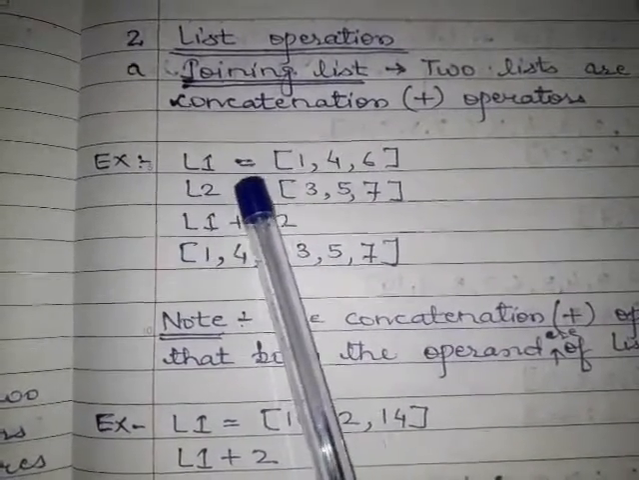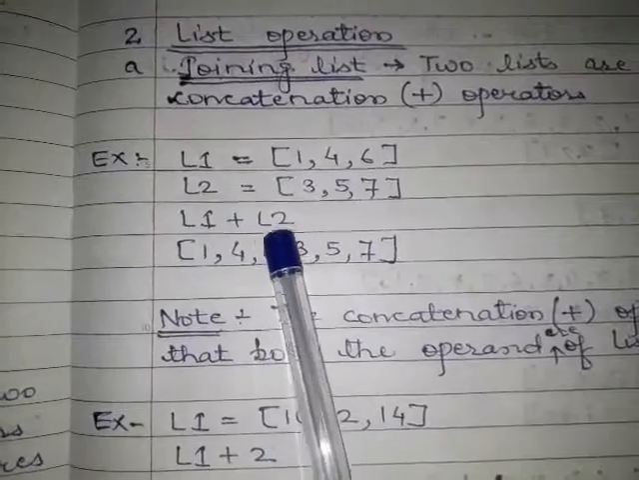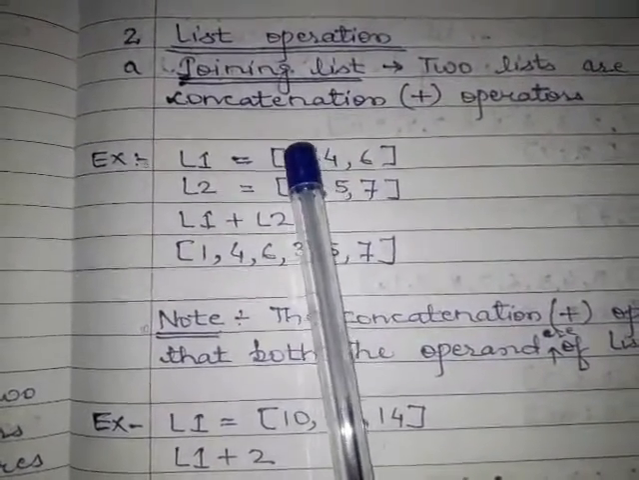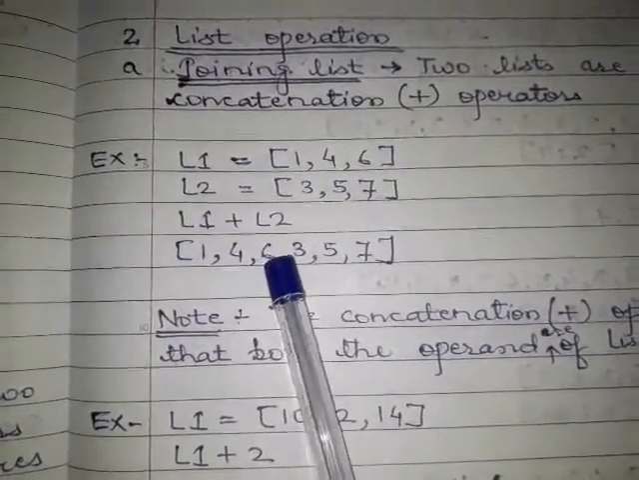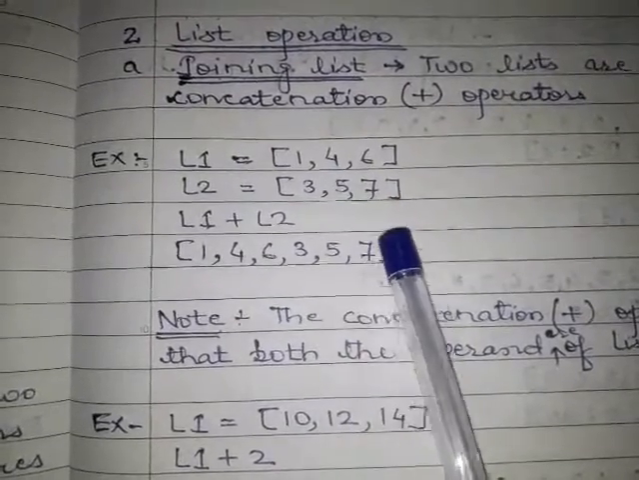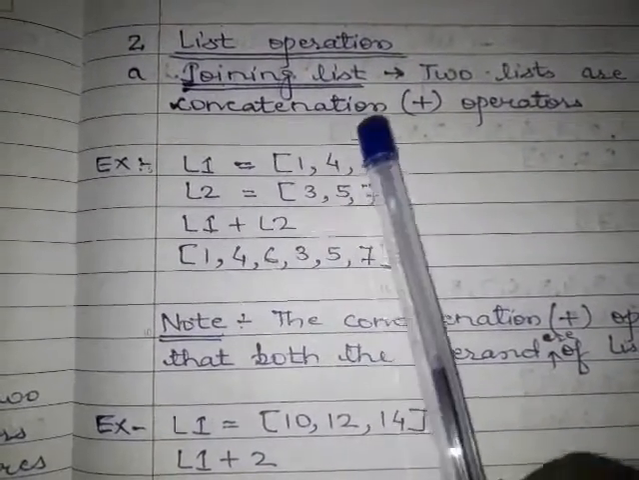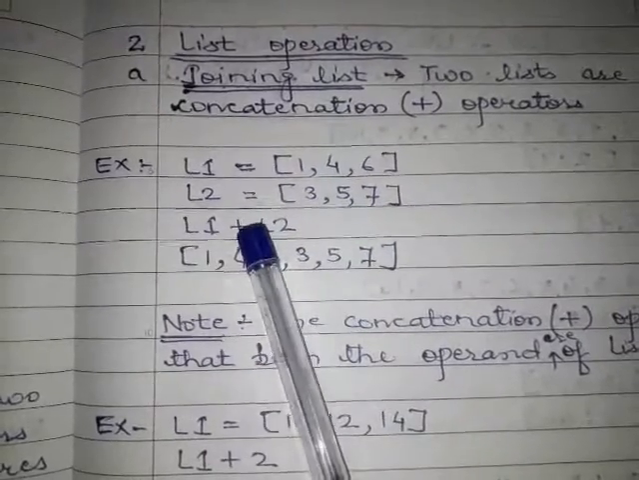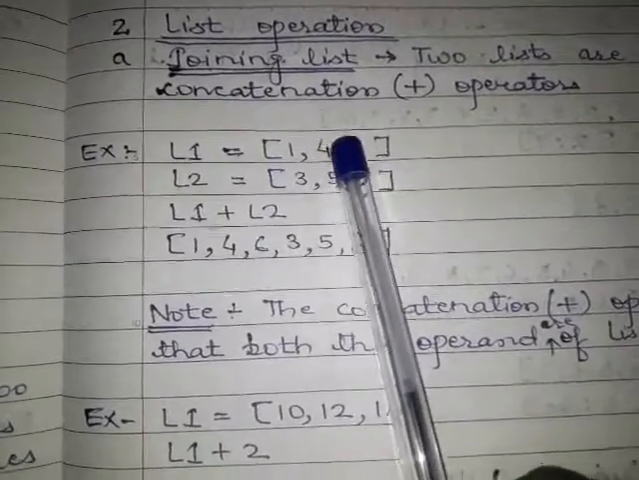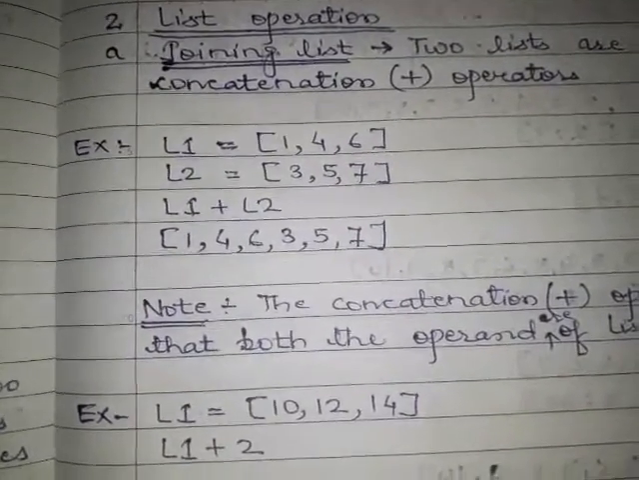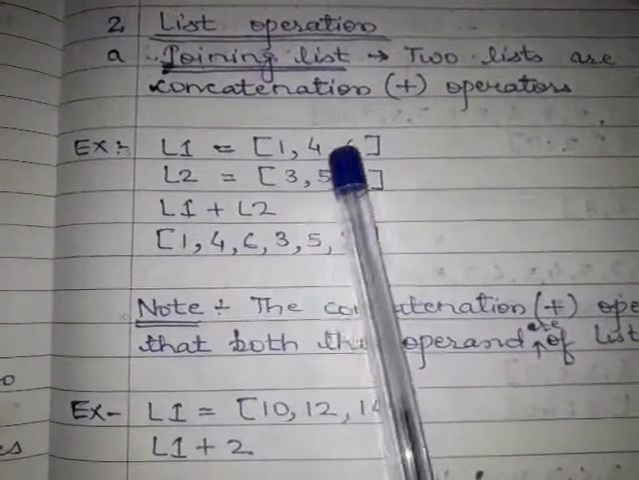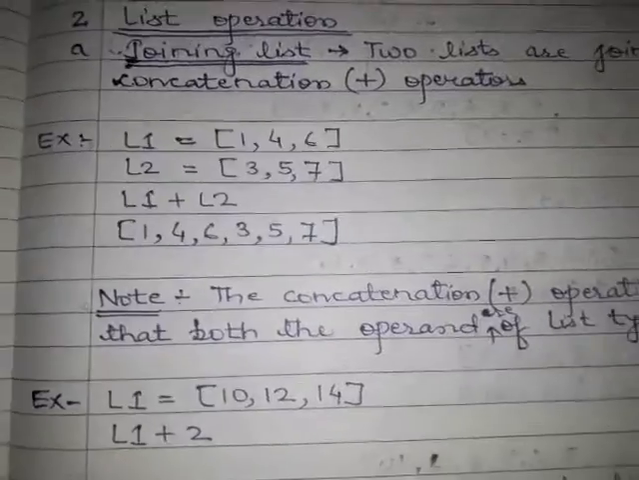If you want to add both these lists, you can simply write L1 plus L2. When you write it and press enter, first 1, 4, 6 are displayed, then within the list these elements 3, 5, 7 will be added. So it is a single list made with the help of the concatenation operator, and both the lists' elements are added together this way. This is called concatenation. Concatenation means to add other elements at the end of the list.